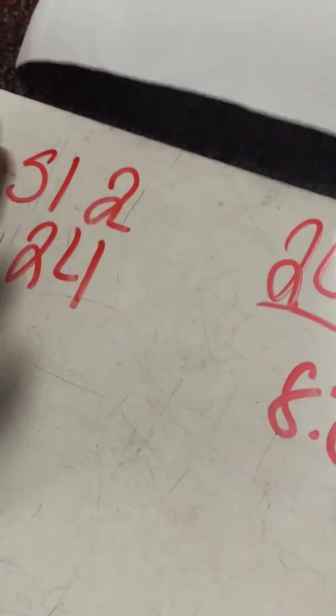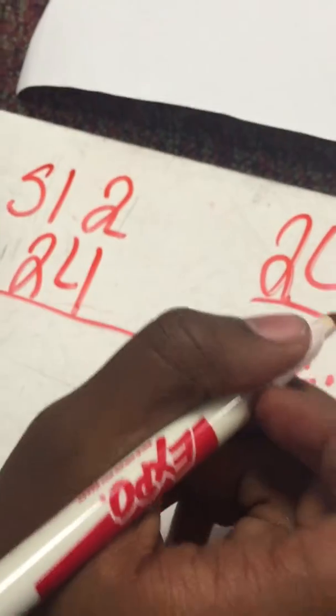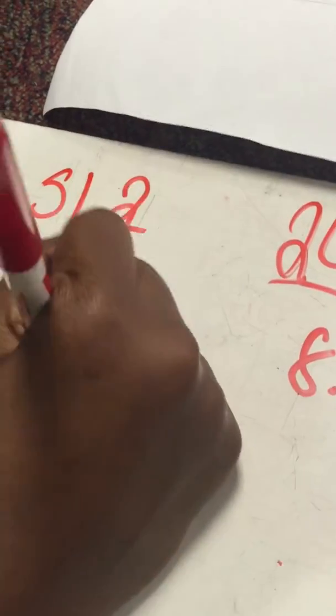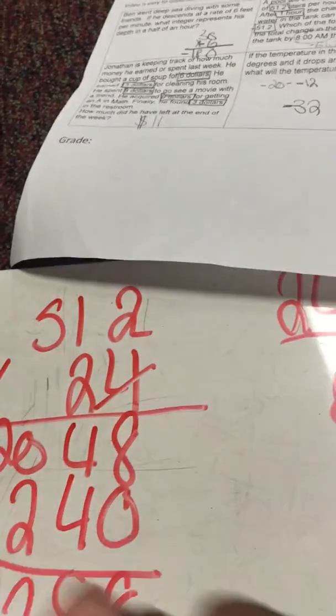You don't have to put the negative and you don't have to put the point. Just multiply it how you multiply the regular numbers. So 4 times 2 is 8, 4 times 5 is 20. You always add a 0 at the end. Cross. 4 times 1 is 4, 2 times 5 is 10. You add them up. Okay, 8, 2, 2, 1.